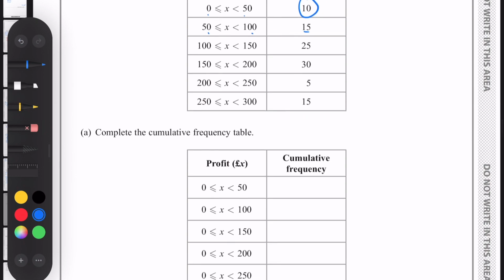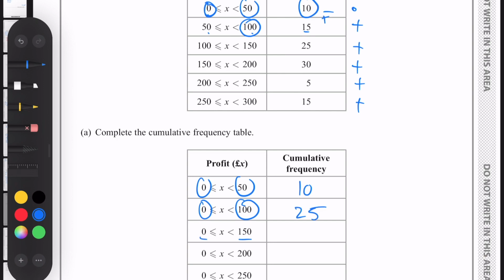And what we do is we start at the top, and then we just keep adding every single value as we go. So it starts on the top with 10, and that's because between 0 and 50. And then the next one, it says between 0 and 100. So that's between 0 and 100 here. So you've got to add these two together, and then you'll get 25. And then it's between 0 and 150, so add the extra 25, 50, then we add the extra 30, 80, add the extra 5, 85, and 15, add it on for 100.